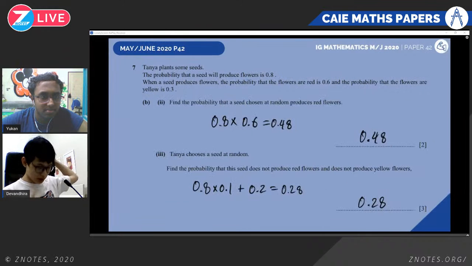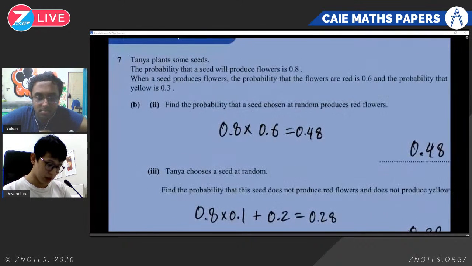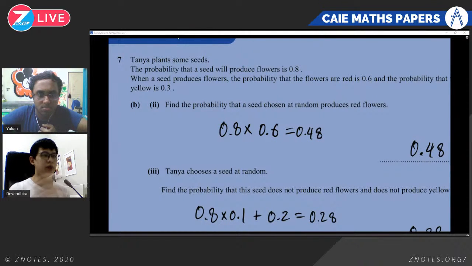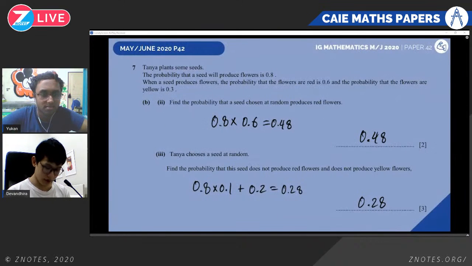Okay. So next question then. Find the probability that a seed chosen at random produces red flowers. That means we need to get the probability that if you want a seed that produces red flowers, it should satisfy that it produces a flower first, correct? That means we have the 0.8. It means that it produces flower. Now, the chance of getting a red flower is 0.6. So that means you have to multiply them, correct? 0.8 times 0.6, that's just 0.48. Is that the answer, Yugan? Yep, that's the answer.